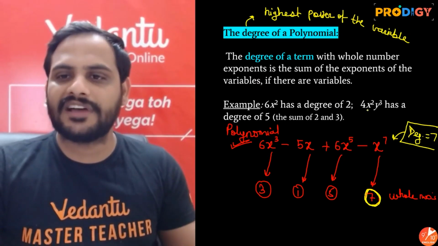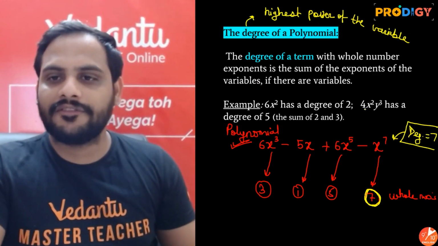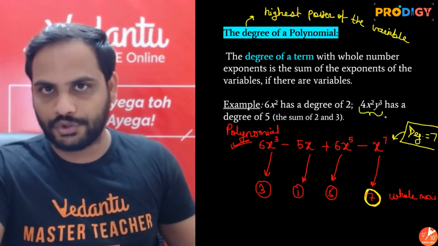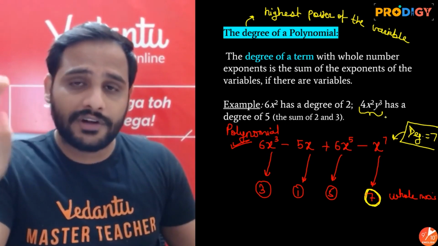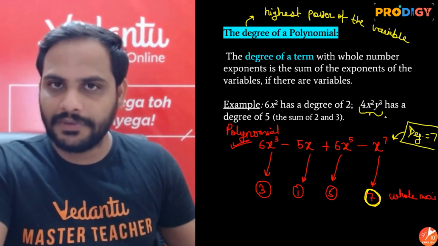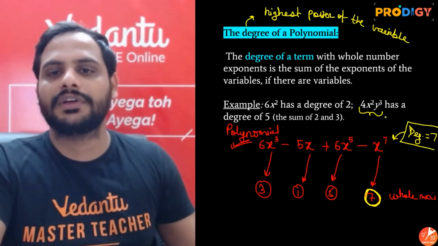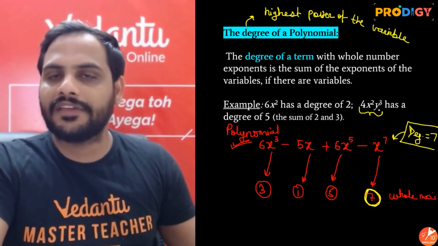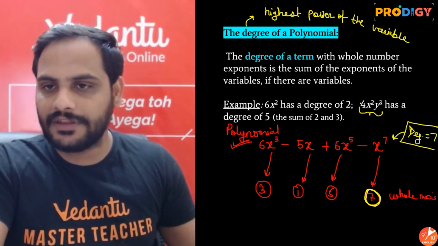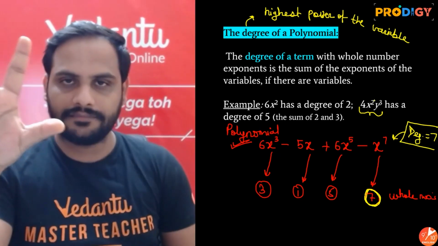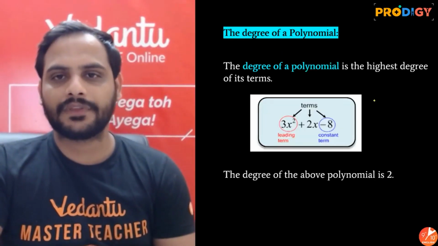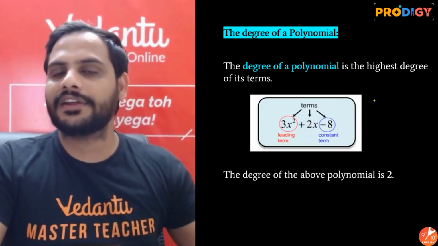Now suppose, for example, there are two variables, say 4x square y cube. In one term, there are two variables, 4x square y cube. If I ask you what is the power of the variable in that term, since both x and y are variables, you will add the powers of both. So power of x is 2, power of y is 3, 2 plus 3 is 5. So the power of the variable in this term will be 5. If there are two or more variables in multiplication, add those powers. So the degree of the polynomial is the highest degree of its terms.